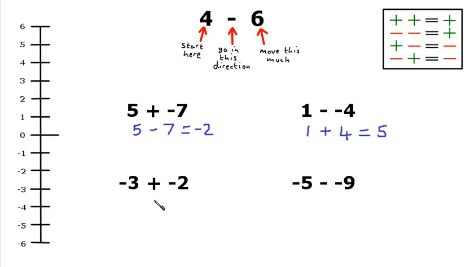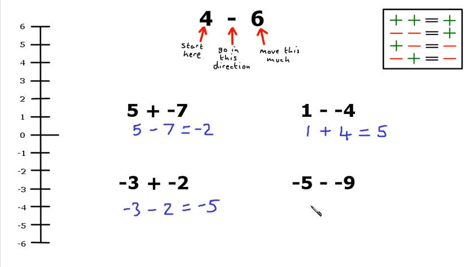Here we have a positive and a negative. So that's going to be a negative. So we've got -3 take away 2. So we start at -3. We're going down by 2. So 1, 2. The answer to that is -5.